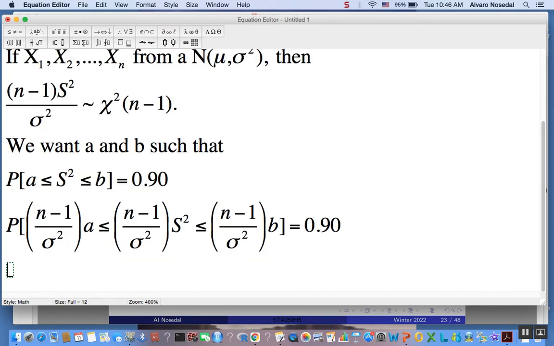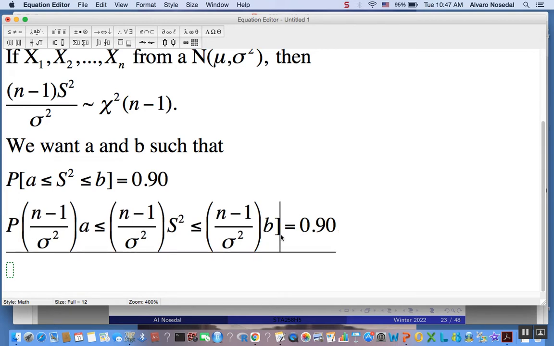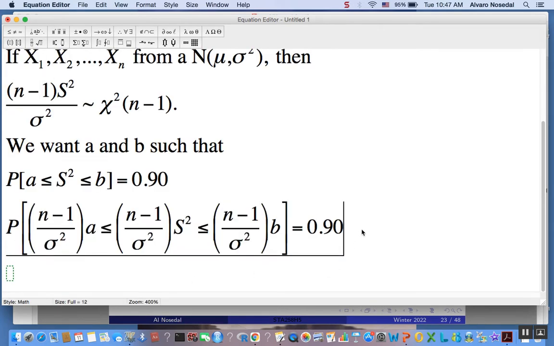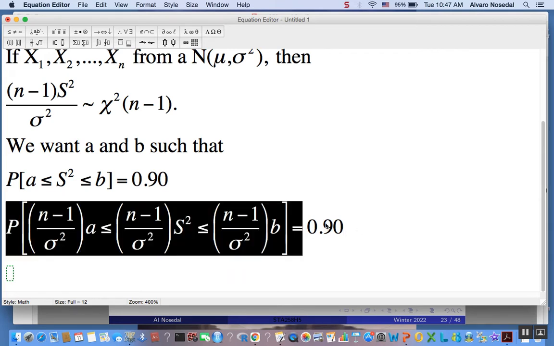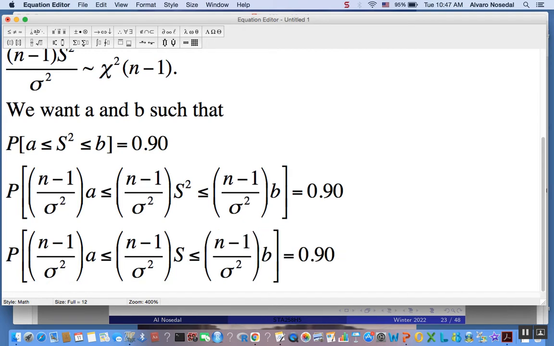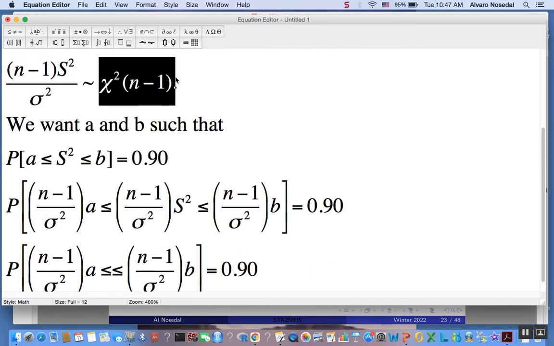Make sense? But now this quantity has a chi-square distribution with n minus 1 degrees of freedom, and we have to find two numbers, n minus 1 divided by sigma squared times a, and n minus 1 divided by sigma squared times b, that satisfy that condition. We want those to be such that the probability that a chi-square with n minus 1 degrees of freedom lives between them is 90%. Make sense? Let me make this look a bit nicer. So let me rewrite that: what we have in the middle is just a chi-square with n minus 1 degrees of freedom.